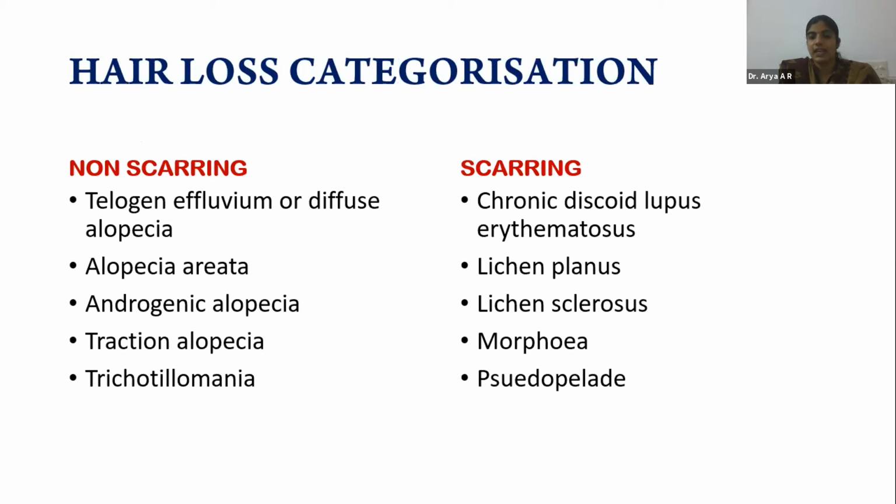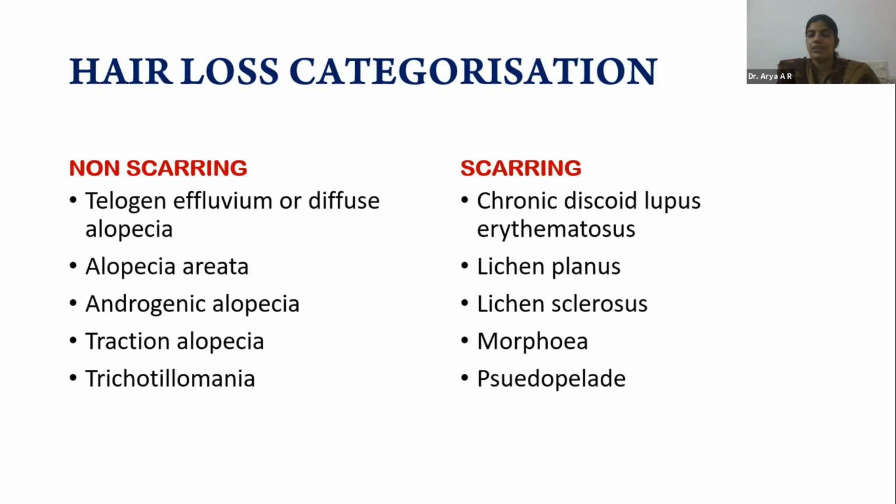Next one is hair loss categorization. In hair loss categorization, we have two categories. One is non-scarring and the other one is scarring. In non-scarring, we have hair follicles there, so regrowth of hair is somewhat possible, not 100%, but we can have somewhat of hair growth in the non-scarring category. In the scarring category, no more hair follicles are available, so regrowth of hair is very difficult in these conditions.